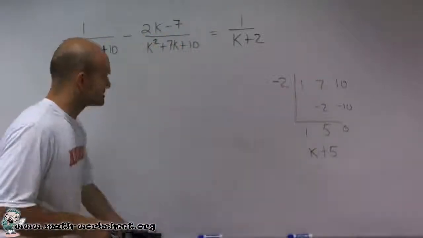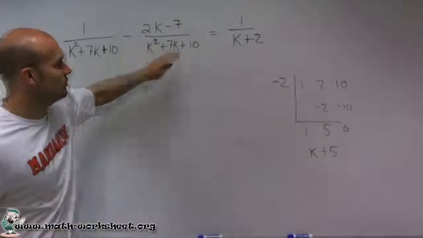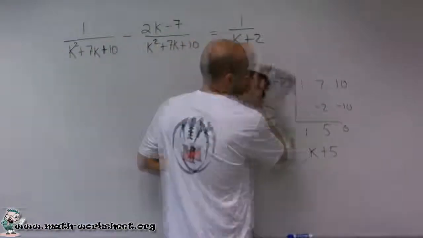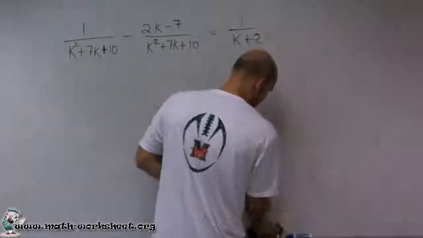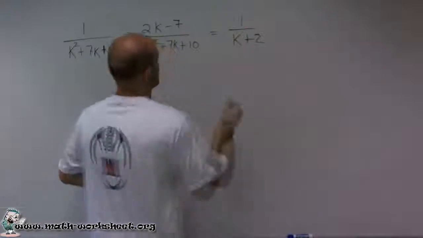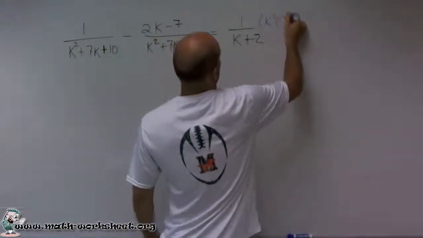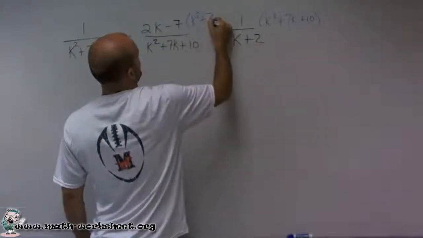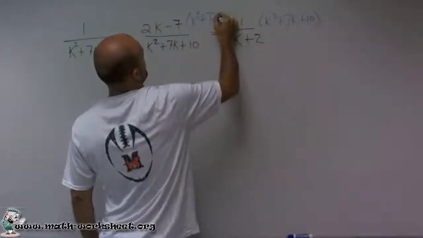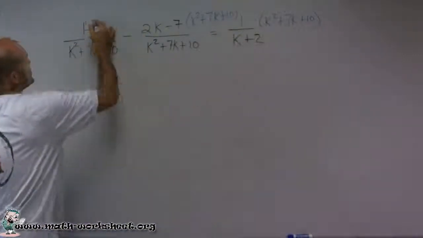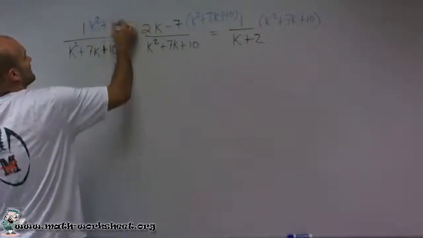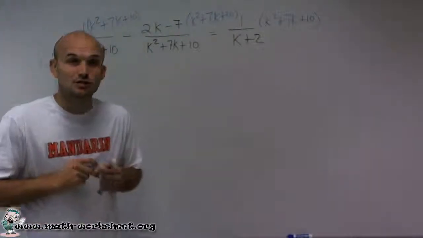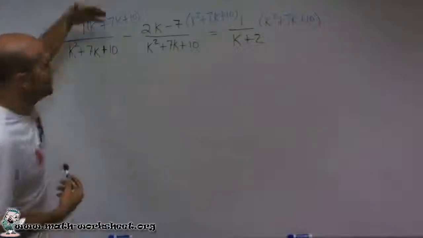So what that means is I can actually multiply every single one of my terms by k squared plus 7k plus 10, since that is my least common denominator. So that's exactly what I'm going to do. I'm going to multiply every term by k squared plus 7k plus 10. And you got to make sure you multiply every term by k squared plus 7k plus 10 to produce equivalent equations and keep our solution true. So now let's just go through it.